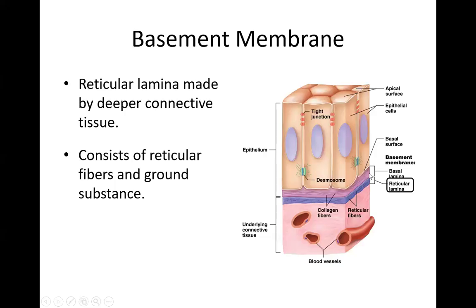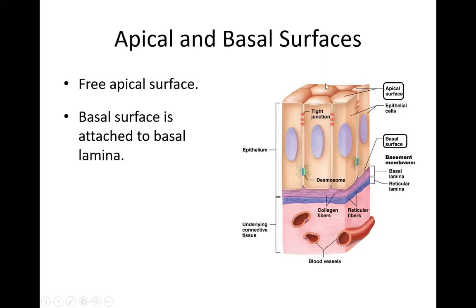So the ground substance is the same, but the basal lamina has collagen fibers while the reticular lamina does not have collagen fibers. They have elastic fibers made by the deeper connective tissue, consists of reticular fibers and ground substance. So the apical surface is always the free surface. On your skin, the apical surface is the surface facing air. And inside your cavity, the apical surface is the one facing the inside, facing the acid, facing your intestine. So the basal surface is attached to the basal lamina.